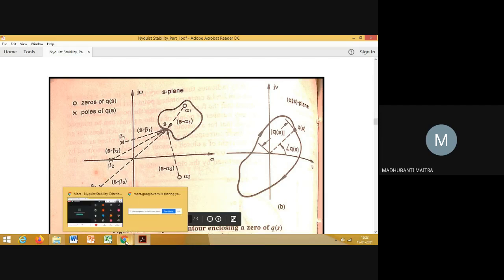So the zero of QS is enclosed by this S-plane contour. It is clear? Yes. Now this is the phasor, S minus alpha 1. Yes, ma'am.